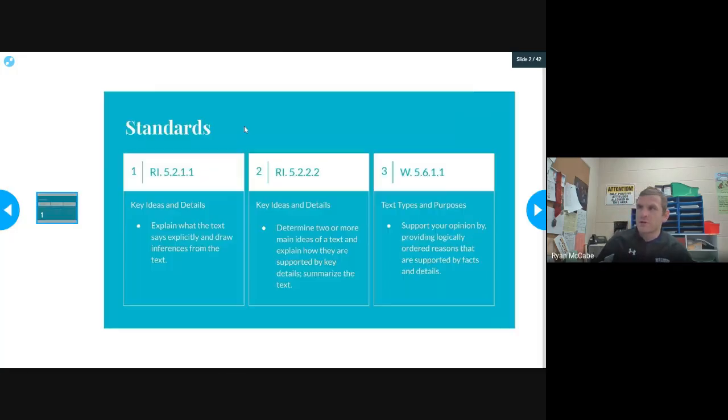So here again is your standards, what we just went over. So you're explaining what the text says, you're drawing inferences, you can determine two main ideas of the text and have their supporting details. And then you're going to be able to support your opinion by providing logical data and reasoning.